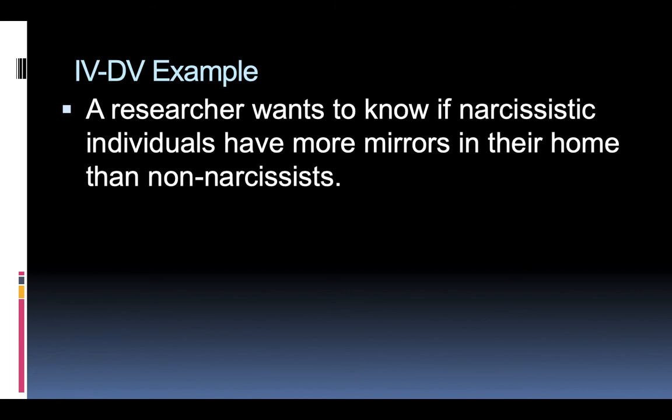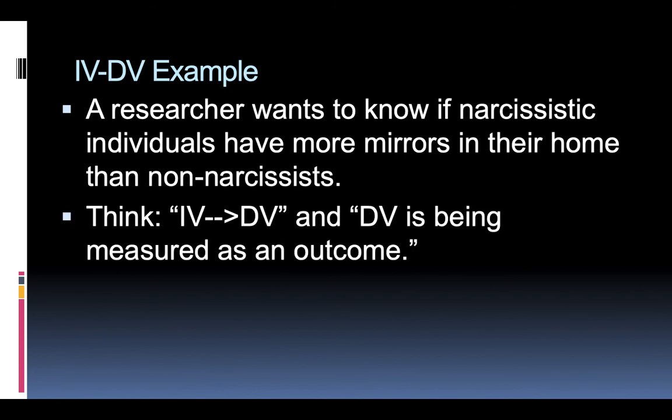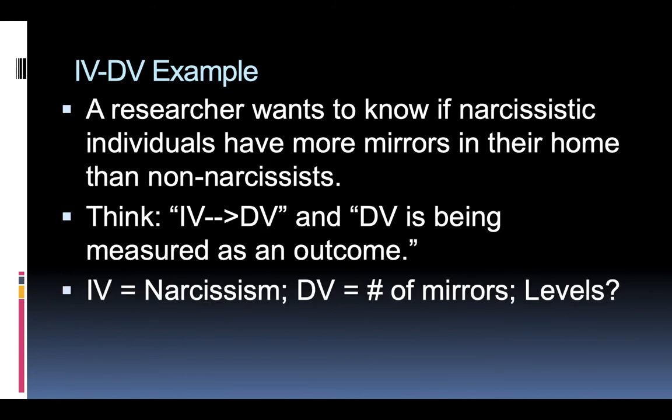So if a researcher wants to know if narcissistic individuals have more mirrors in their home than non-narcissists, we have to think about what is being manipulated and then what is being measured. I'm going to give you this one right here. If our dependent variable is being measured, what is our measurement? Probably the number of mirrors, right? And then your independent variable is the level of narcissism, so high on the narcissism scale or lower on the narcissism scale.